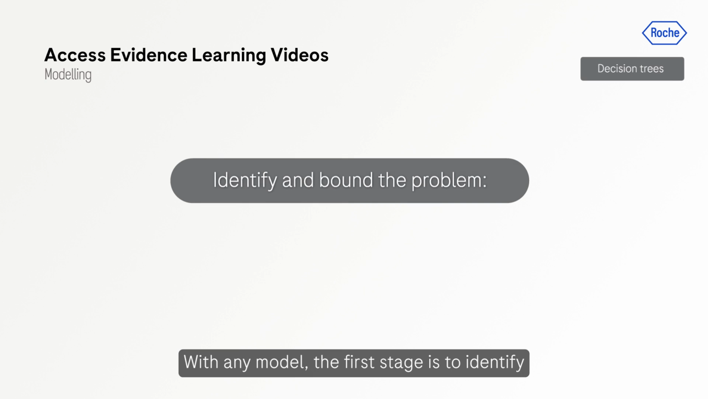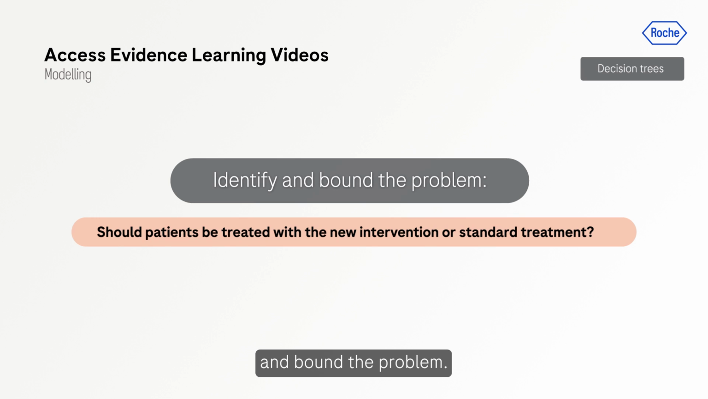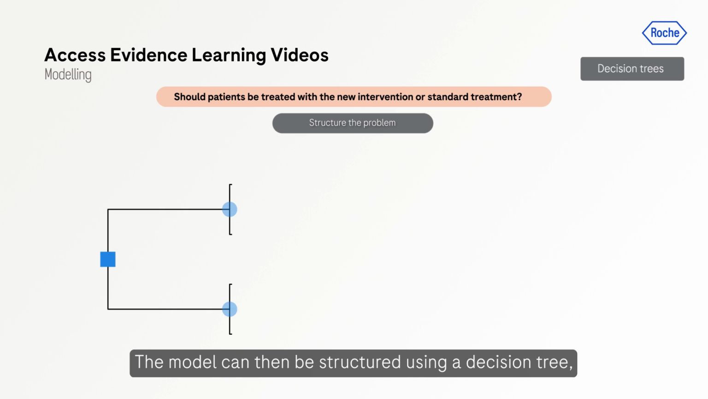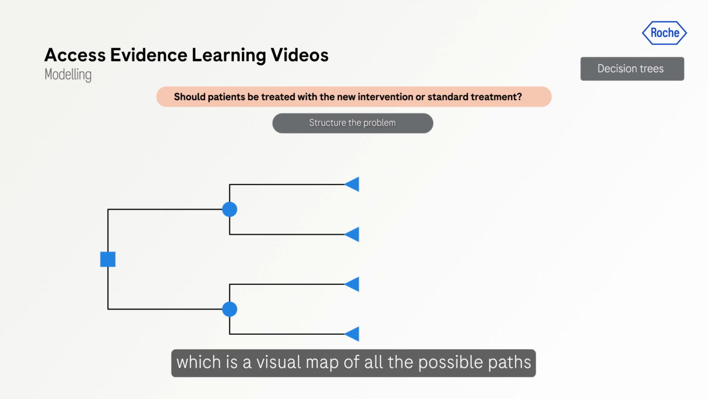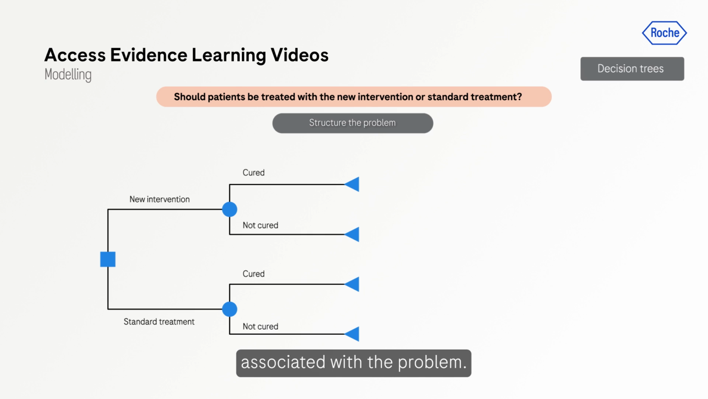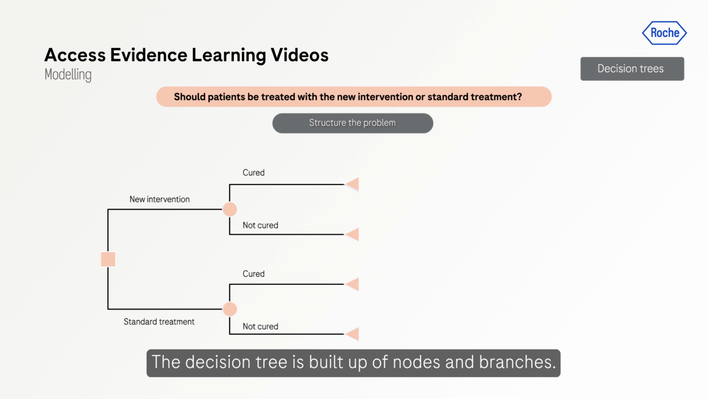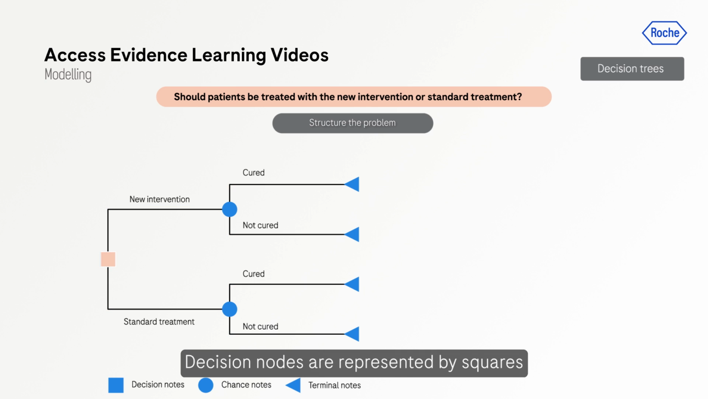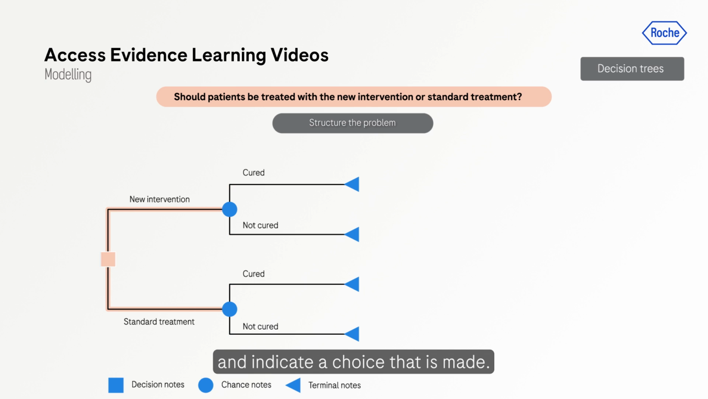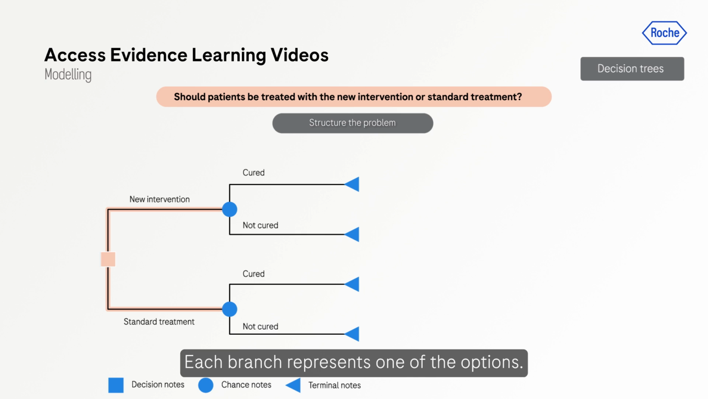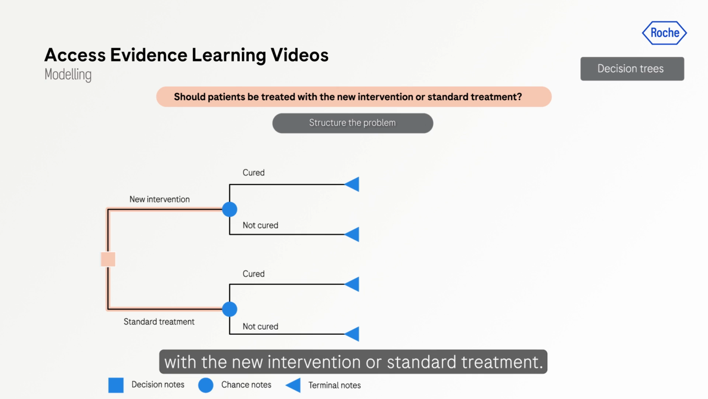With any model, the first stage is to identify and bound the problem. The model can then be structured using a decision tree, which is a visual map of all the possible paths associated with the problem. The decision tree is built up of nodes and branches. Decision nodes are represented by squares and indicate a choice that is made. Each branch represents one of the options. Here, the decision is between treating patients with the new intervention or standard treatment.